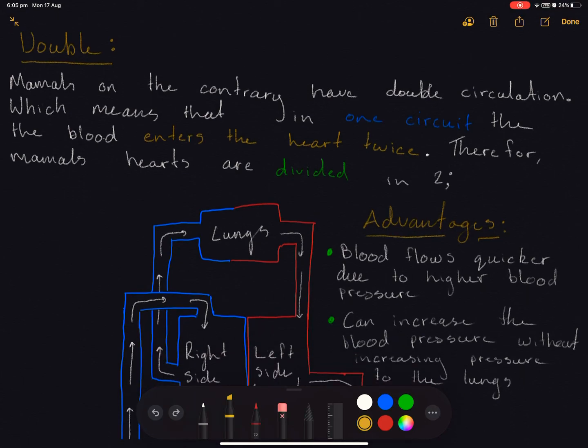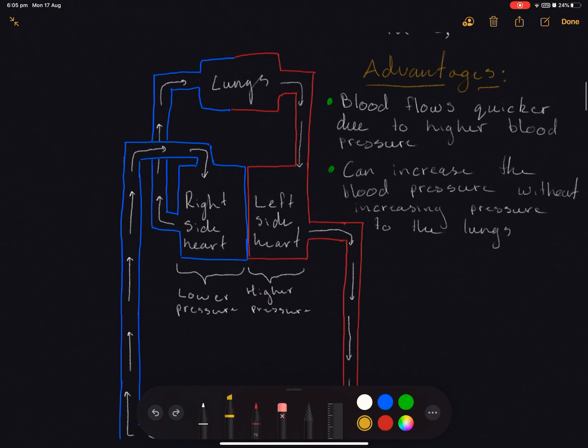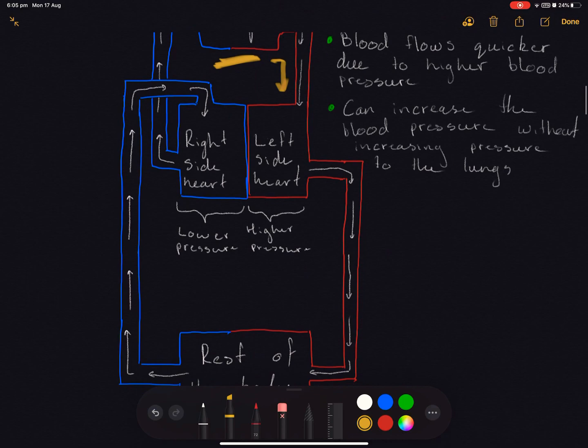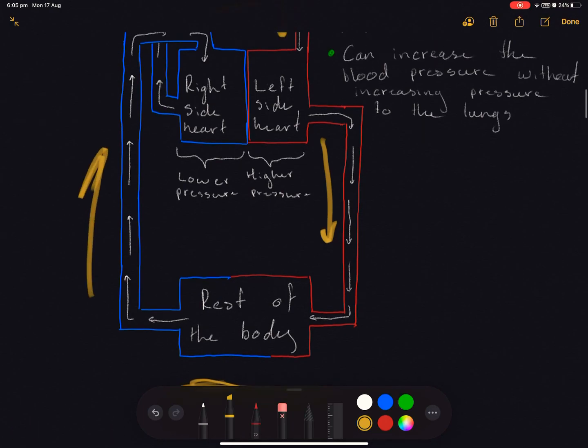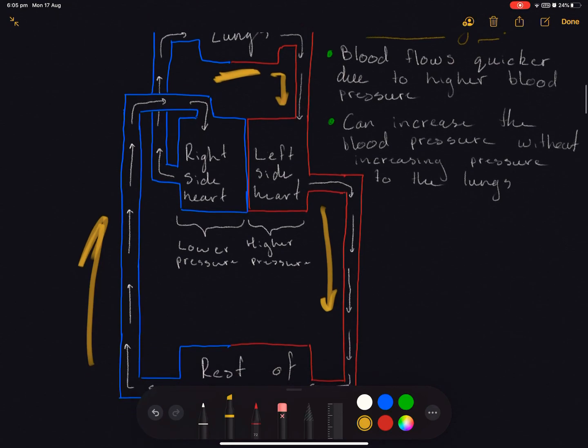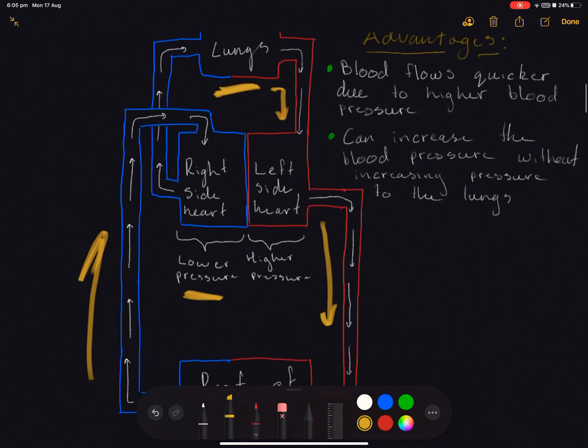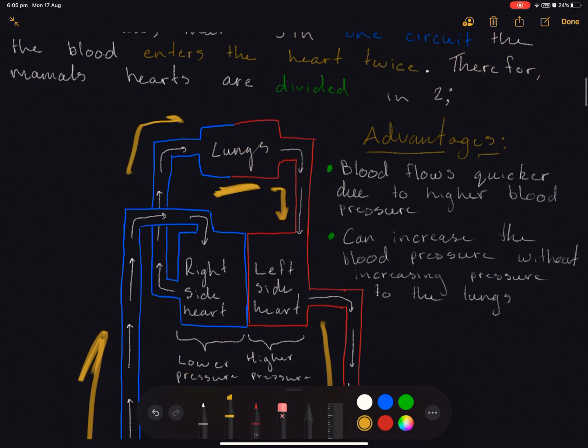Anyhow, double circulatory system. Basically, this is always found in mammals, in all mammals, right? As you may have guessed, the definition of this is it flows in one circuit through the heart twice. So, let's say we'll start at the lungs. The blood will travel to the left side of the heart, which has a higher blood pressure, to pump to the rest of the body, after which the blood then gets pumped back into the right side of the heart, which has a much lower pressure, and that will pump it to the lungs.